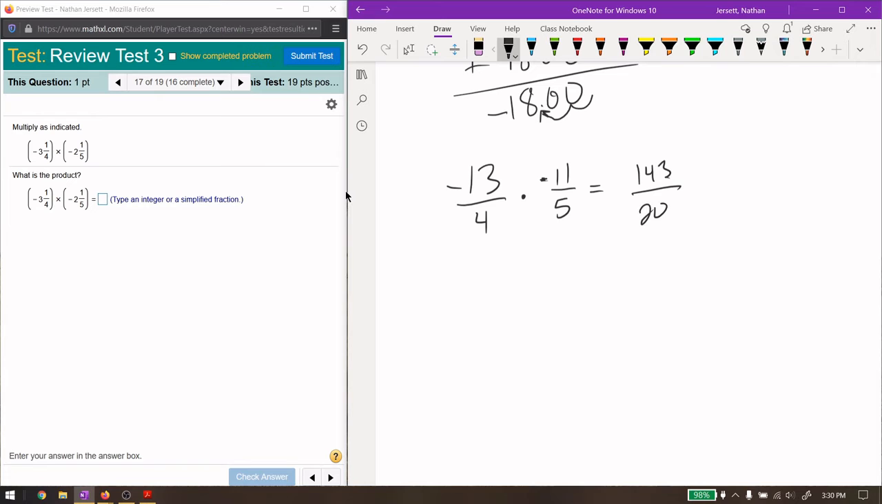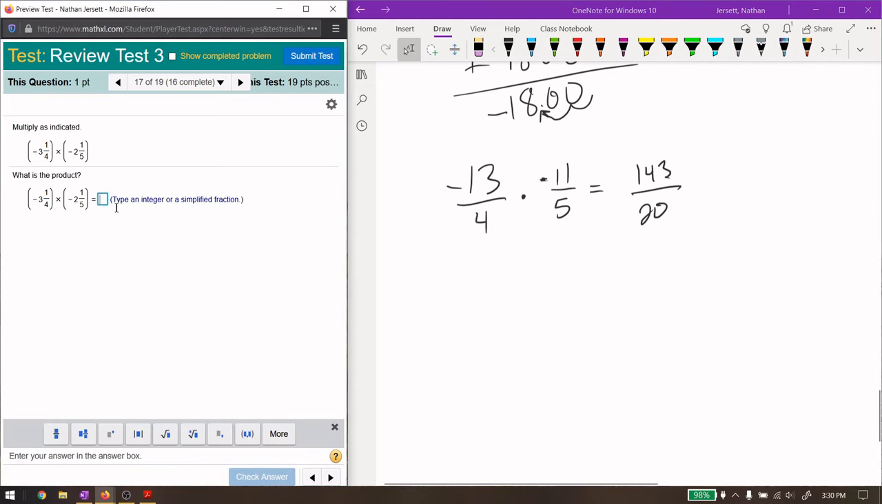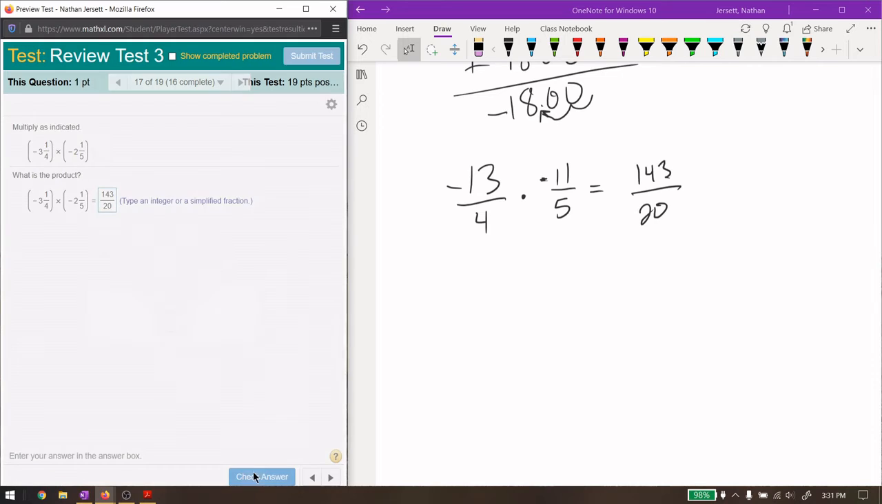4 times 5 is 20. So you see how we have a positive number here. And this cannot simplify. That's correct.